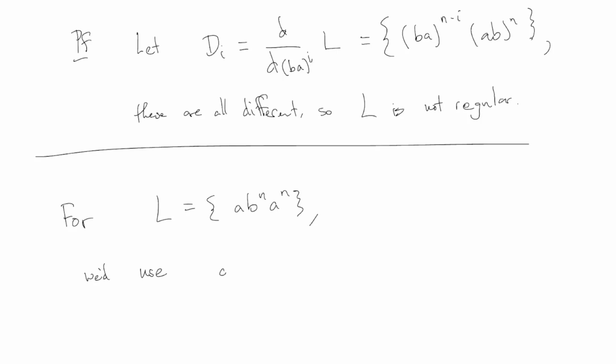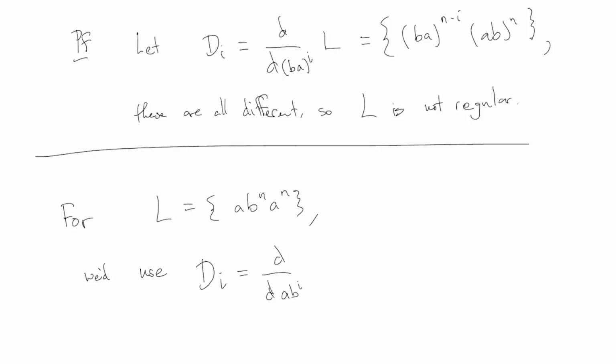Any ideas here? Let's decide what derivative to use here. I want to, again, cancel off the beginning of the string. Yeah? AB to the i. Yeah, great. So this one is only slightly different, and it's AB to the i, like that.